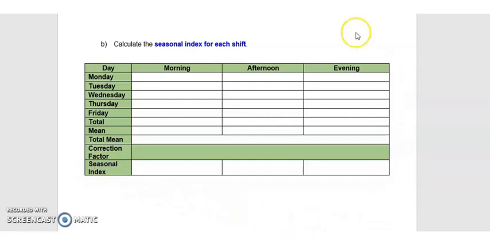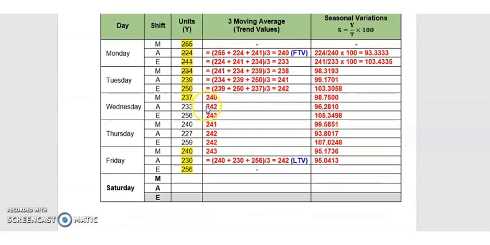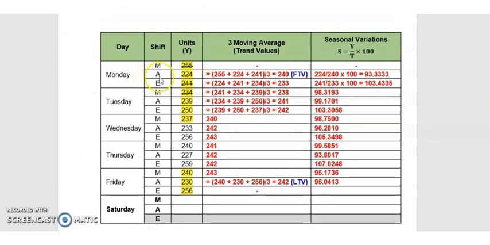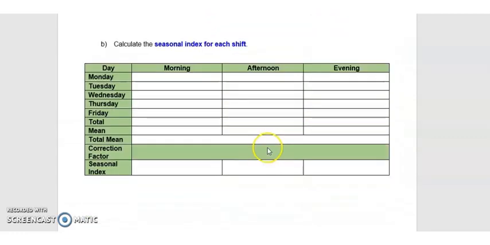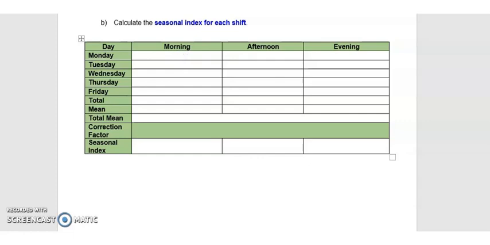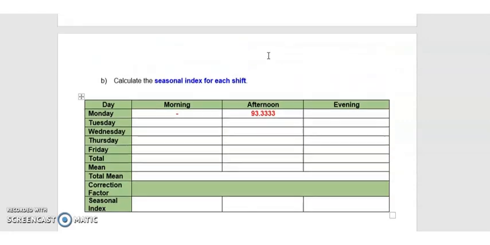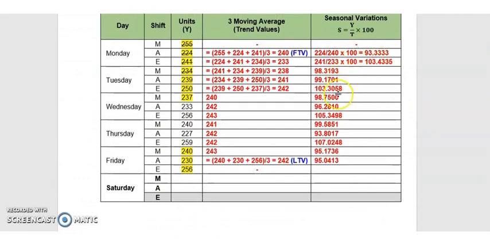Once you create this table, put all the seasonal variation values into it. For example, if you look at the previous table, start from the afternoon shift on Monday, where the seasonal variation is 93.333. There is no seasonal variation on the morning shift for Monday, so here we just put a dash. For the afternoon shift, the seasonal variation is 93.333. Then you transfer all these values into the seasonal index table. Copy correctly.